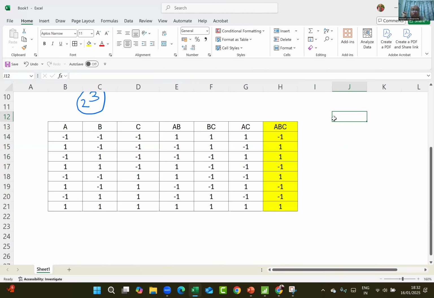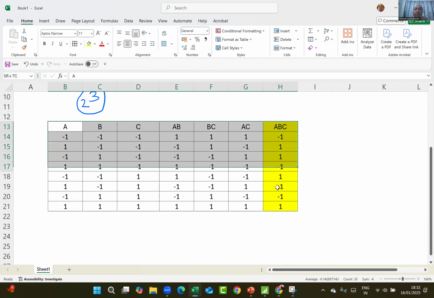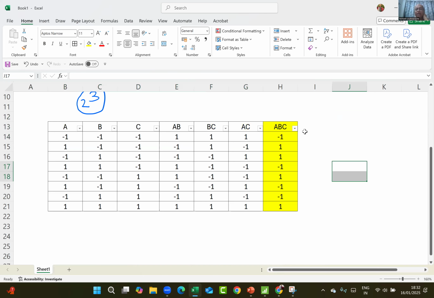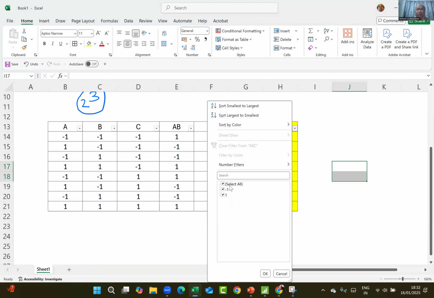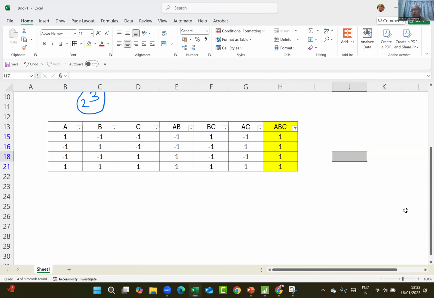So if I decide to ignore ABC, that means I can use this ABC column for an additional factor, D equal to ABC. But if I just push that, then I will have to do all 8 runs. So I use a filter command here. Let us say I do a filtering and I select only the plus ABC runs. So I am not interested in ABC interaction anymore. So let us say I select only ABC equal to 1.